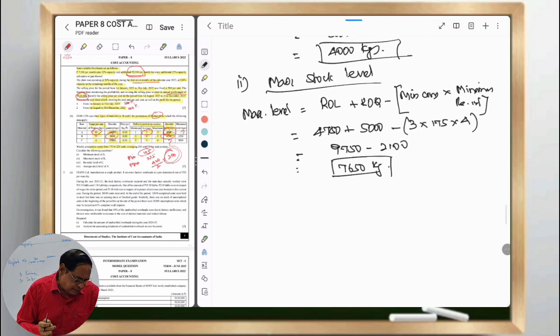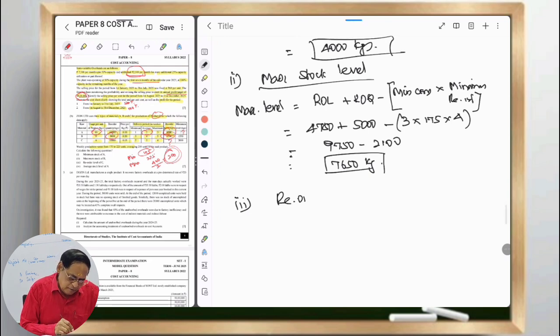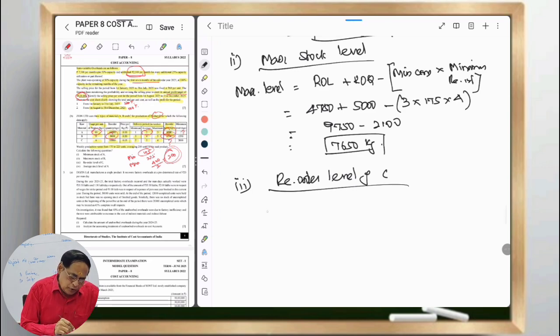And then the reorder level of C, whatever figures we have, we can easily find out. First let us prepare that one. For the reorder level of C, there are two formulas. The first formula, applicable here, is maximum usage into maximum delivery period. So one formula for reorder level is maximum usage into the maximum reorder period, or time required for delivery.